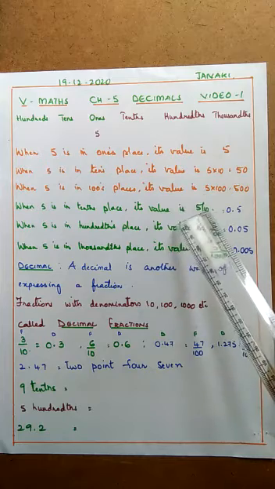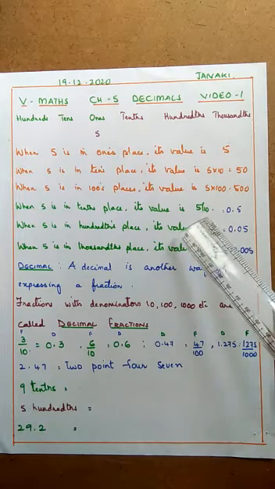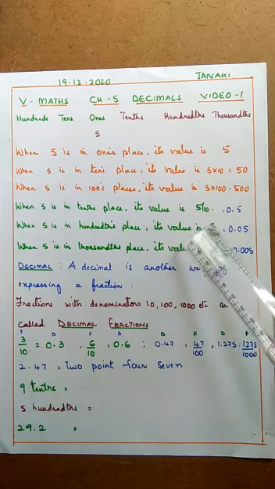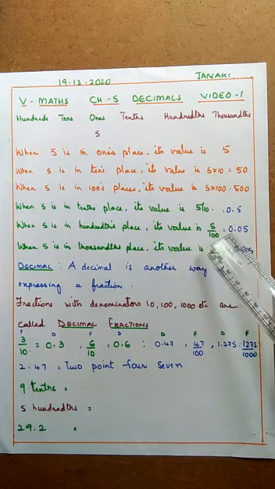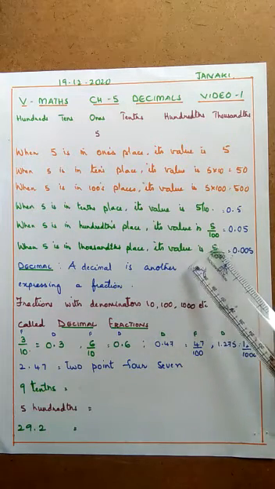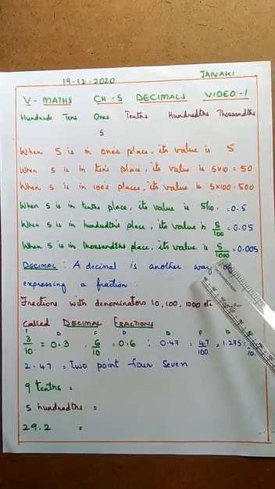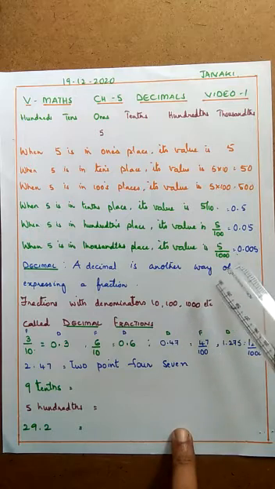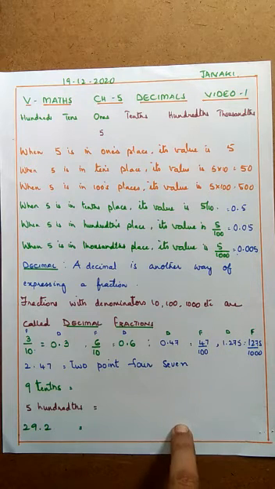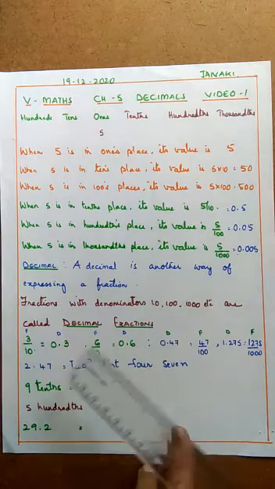When you have 10, you will have after the decimal only one place. 10 has only one 0, no? So 1 place. Here 5 by 100, 2 zeros are there, so after the decimal you will have 2 places. Here 5 by 1000, 1000 has 3 zeros, so it has 3 places after the decimal point. This way we express the fractions as decimals.